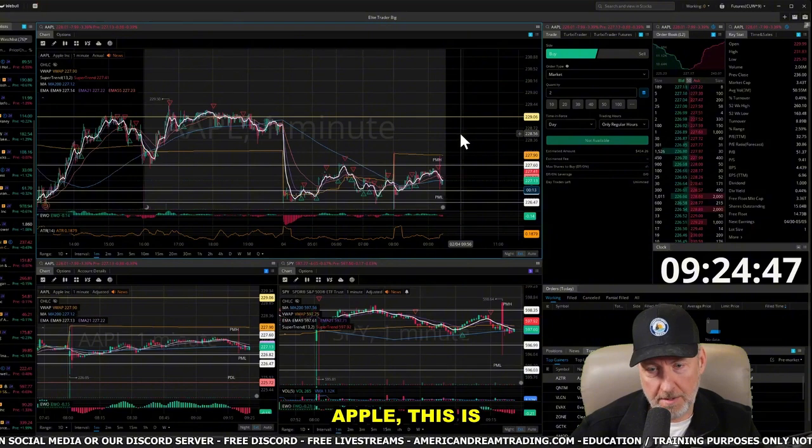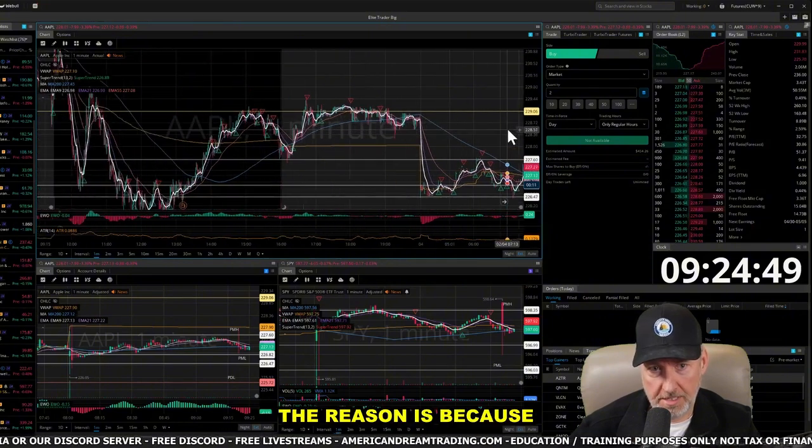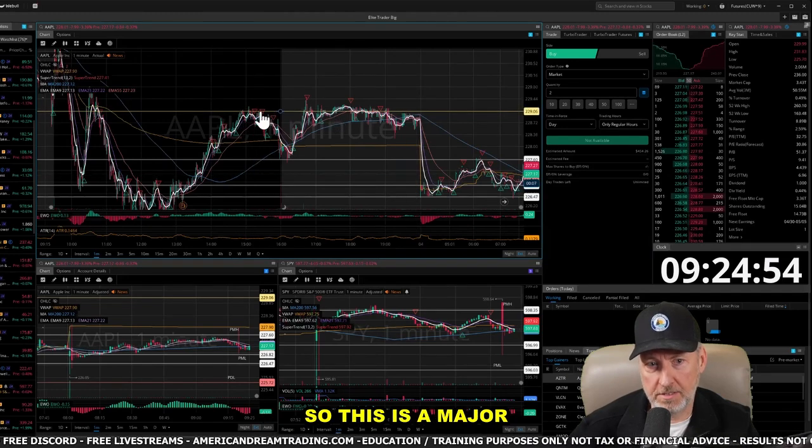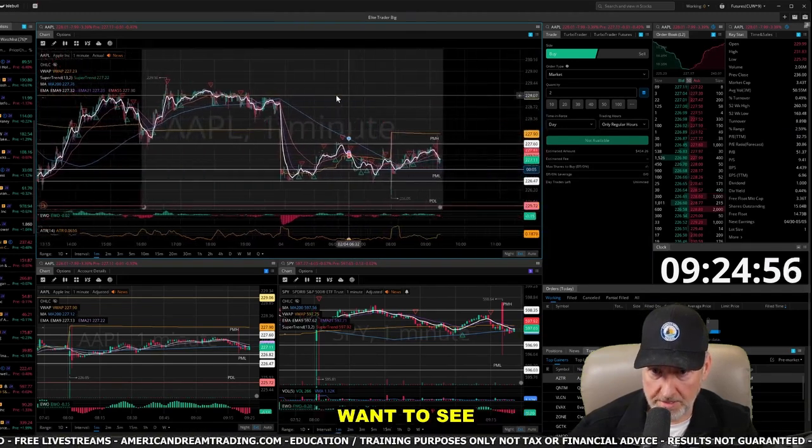You can see here on Apple, this is a gold level. The reason is because look at how many times it touched and could not break through this. So this is a major resistance level. So I want to see this in gold.